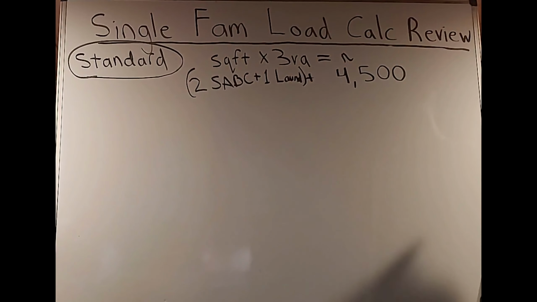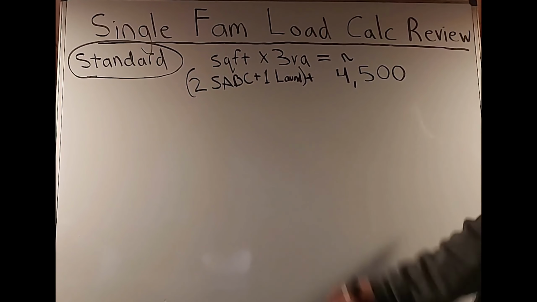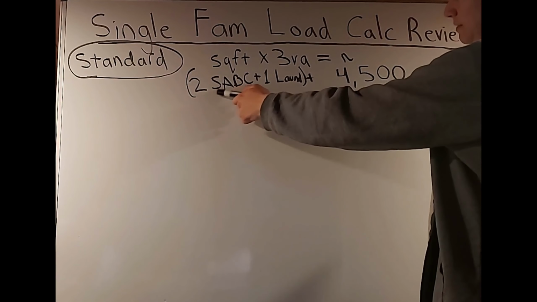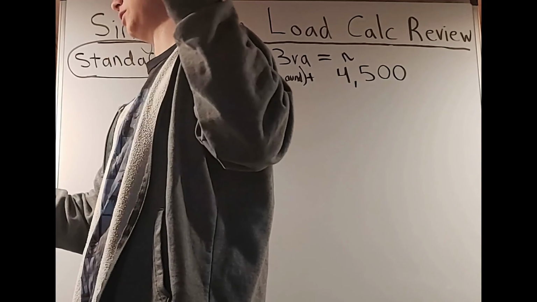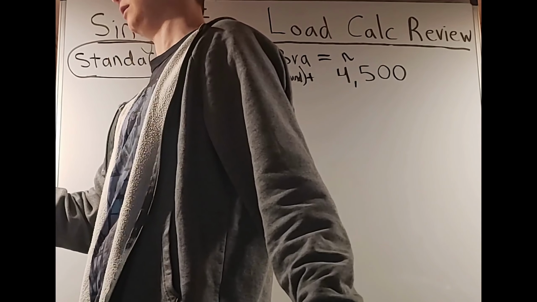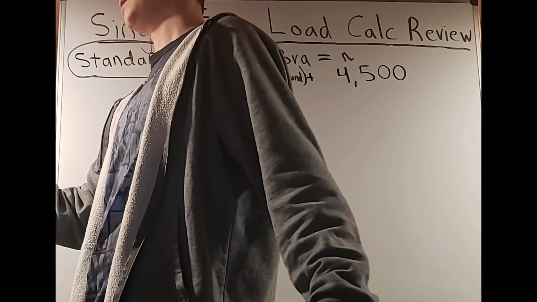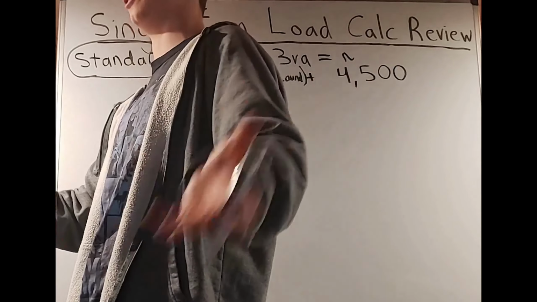This 4,500 comes from 2 small appliance branch circuits and 1 laundry circuit. They're each at 1,500 volt amps. So if you take 1,500 times these 3 circuits, you get 4,500. Be sure to check out Article 220.52(B), which will then take you to Article 210.11(C)(2). From here, you can then go to Article 210.52(F). They all lead to each other.